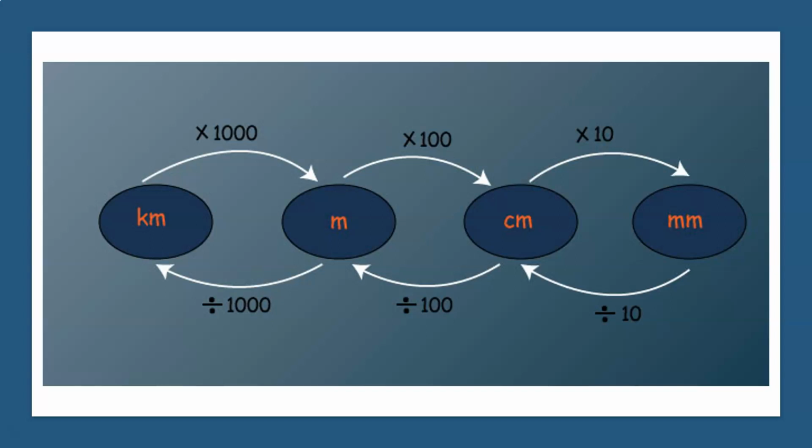If we are going from small to big, we always divide. So if we've got meters and we want to get to kilometers, we divide by 1,000. Centimeters to meters, we divide by 100, and millimeters to centimeters, we divide by 10.